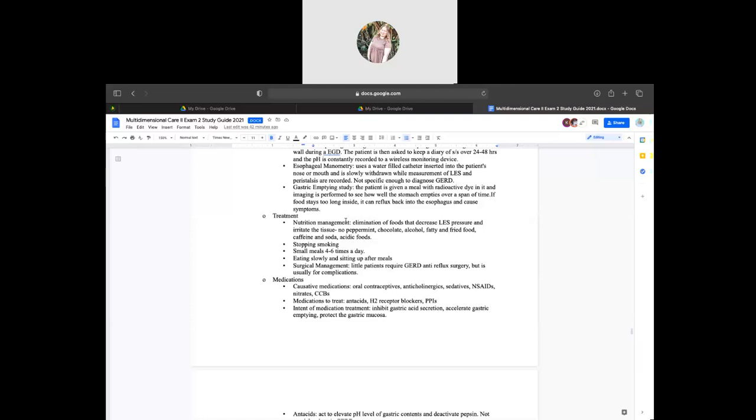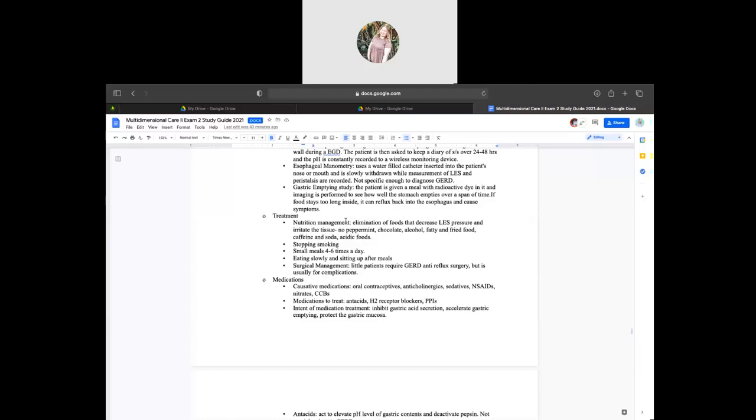Remember, you have to eat about 4 hours before bedtime. Stopping smoking. Small meals 4 to 6 times a day, because large meals may cause that regurgitation. They need to eat slowly and sit up after meals, at least for 1 hour, because it will help that digestion.